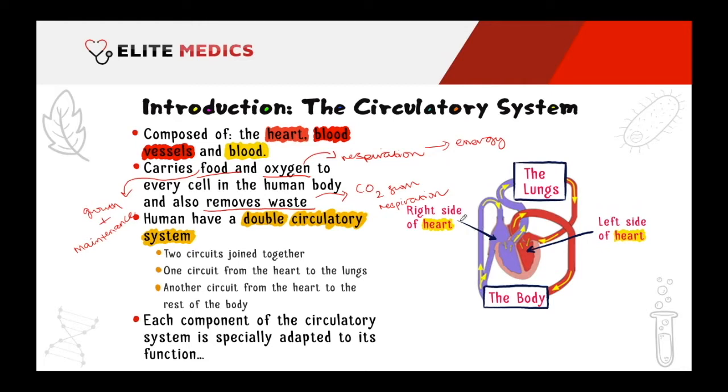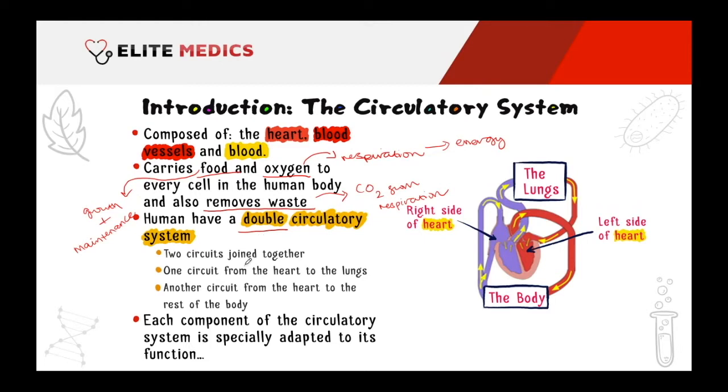Now, our circulatory system is very special because it's a double circulatory system. I'm going to explain to you on the next slide exactly what that means. You might not be entirely sure, but basically it means that the blood is pumped through our heart twice before it goes back out to the body. So it's two circuits joined together in one. And don't worry if you're confused, I'm going to draw it out for you on the next slide.